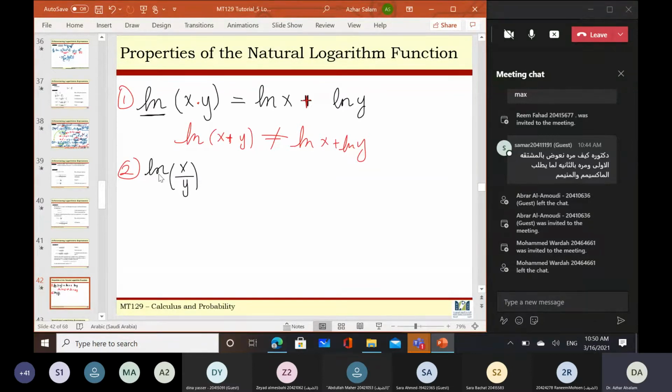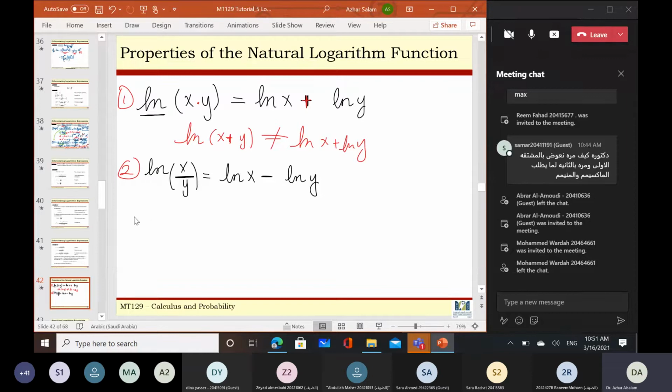If I have logarithm of x divided by y, by the same way here, it will be natural logarithm ln x minus ln y. The logarithm of a quotient equals the difference of the logarithms.